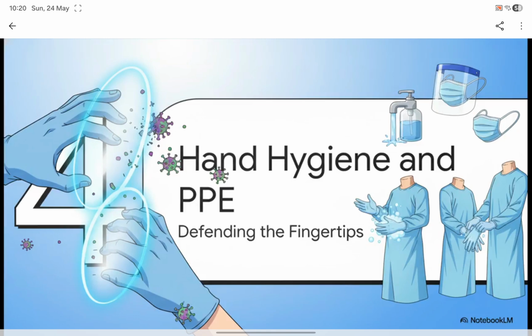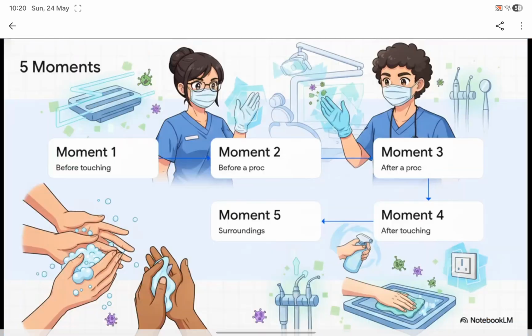Next up is Section 4, hand hygiene and PPE. This is all about defending at the fingertips. Now, you're probably familiar with the 5 moments for hand hygiene. These are the absolutely critical junctures where there's a real, tangible risk of pathogen transmission. It's really about actively breaking that chain of infection before and after every major touchpoint in the operatory.